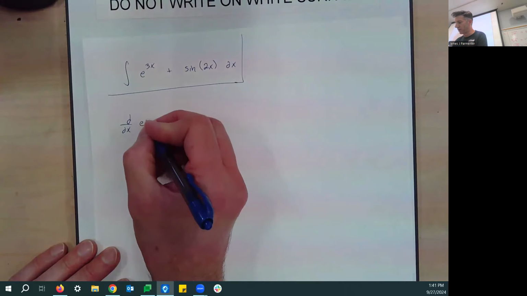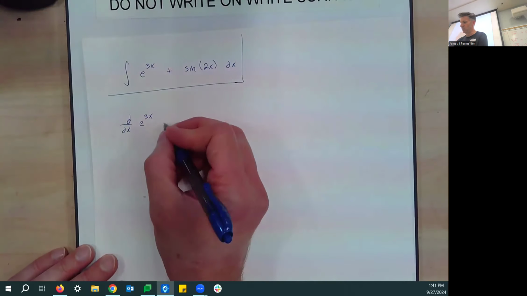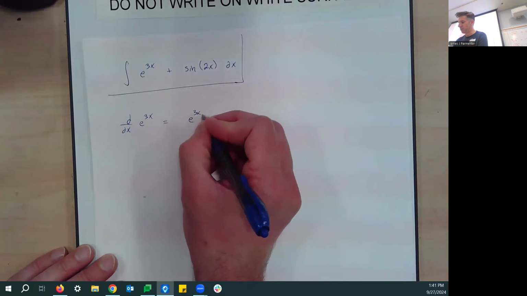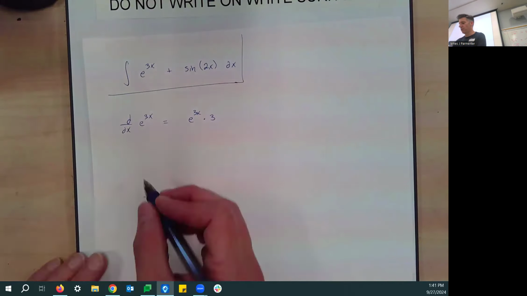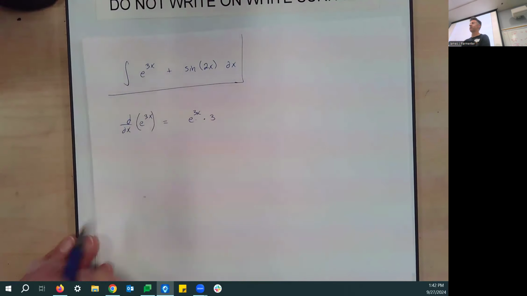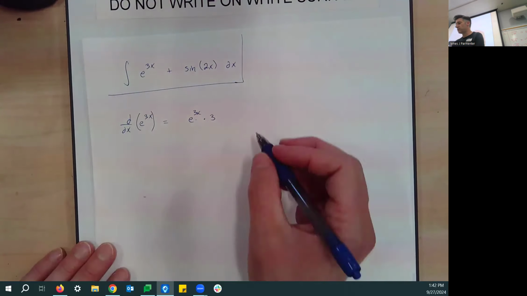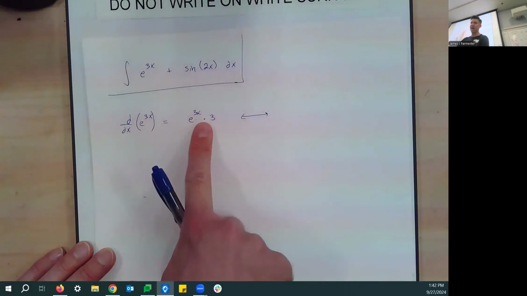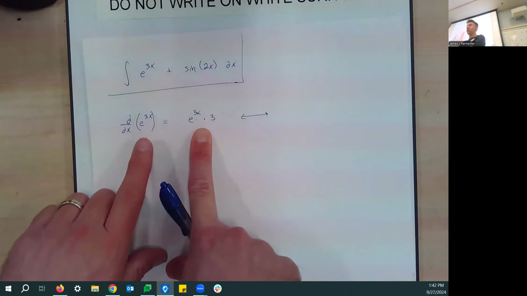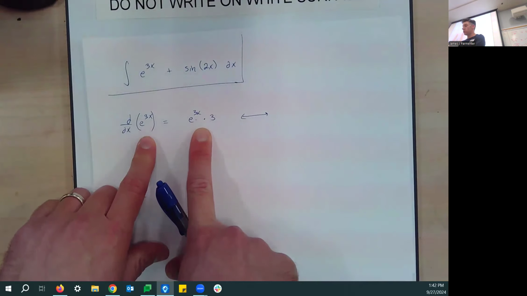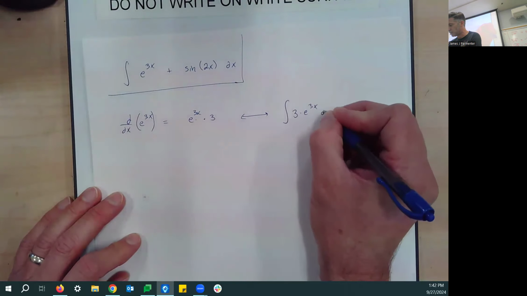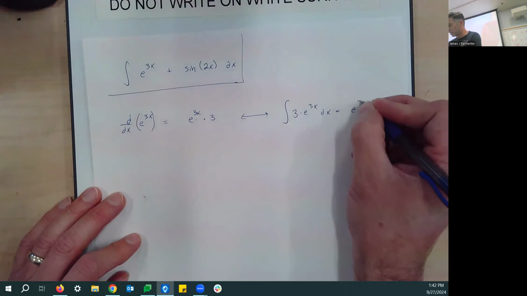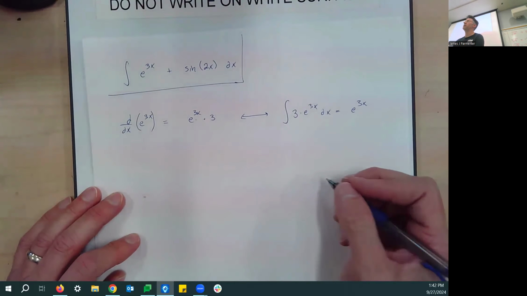What's the derivative of e to the 3x? Well, it's e to the stuff multiplied by the derivative of the stuff. Well, look, the derivative of this thing is equal to that thing. So I could also say the antiderivative of that thing is equal to that thing. So it's also true that the antiderivative of 3 times e to the 3x is equal to just e to the 3x plus c.